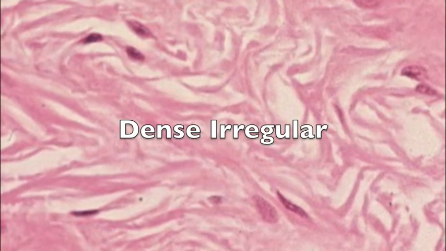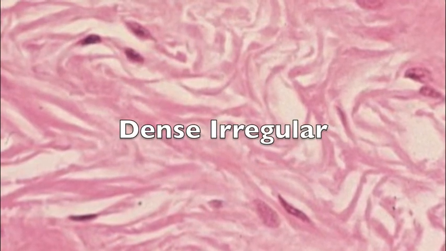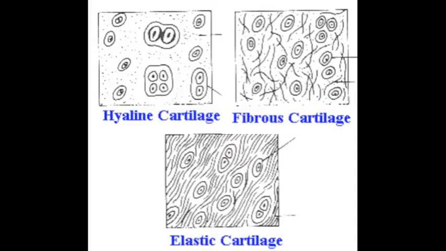Dense connective tissue is one of the 2 subclasses of connective tissue proper. Dense regular connective tissue contains closely packed bundles of collagen fibers running in the same direction and makes up tendons and ligaments. Dense irregular connective tissue contains thick bundles of collagen fibers arranged in an irregular fashion and is found in the dermis. Cartilage is also connective tissue but differs from others because it has no blood vessels.